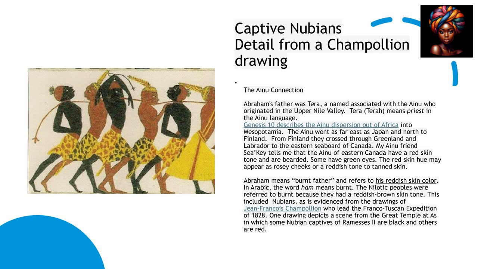And so Abraham means burnt father, and refers to the reddish skin color. In Arabic, the word Ham means burnt. The Nilotic people were referred to as burnt because they had a reddish brown skin tone. This includes Nubians, as is evidenced from the drawing of Jean Franco Chapelain, which is to the left, who led the Franco-Tuscan expedition of 1828. One drawing depicts a scene from the greatest temple at Abu Simbel in which some Nubian captives of Ramses II are black and other red colors. So there you go, the new connection.